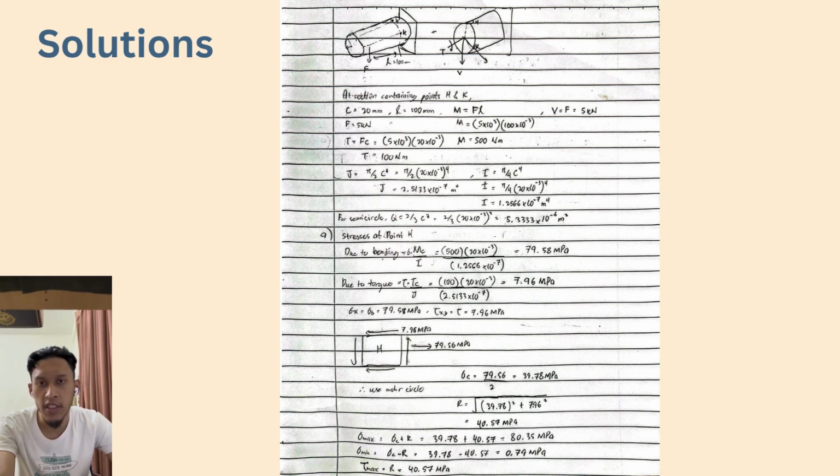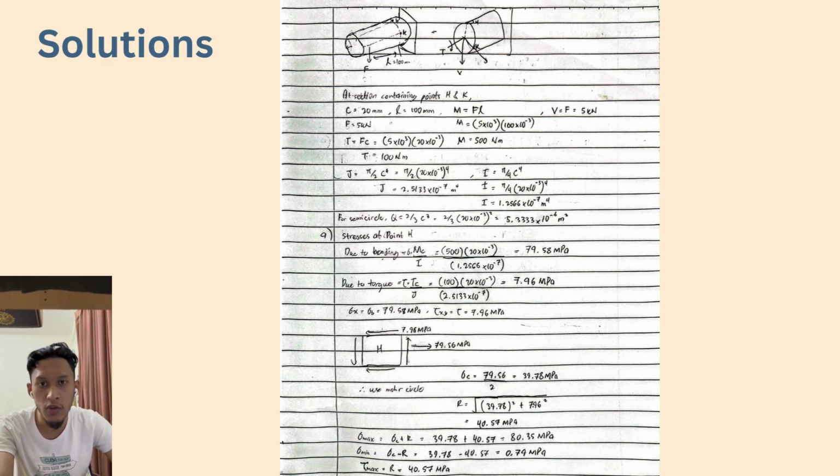So the next step is at point H, which is on the outer surface, we need to calculate the bending stress. The formula is MC divided by I. We already calculated M. So if we substitute the value, we got 79.58 megapascal. So that's a normal stress for bending.